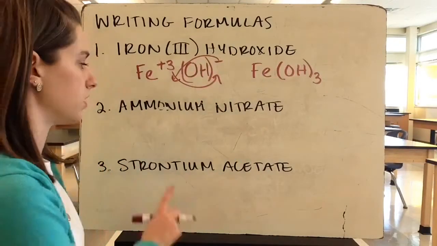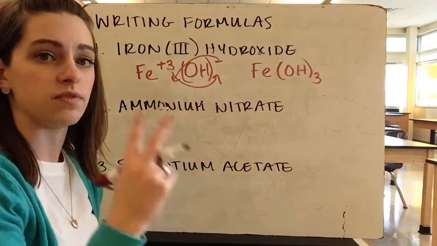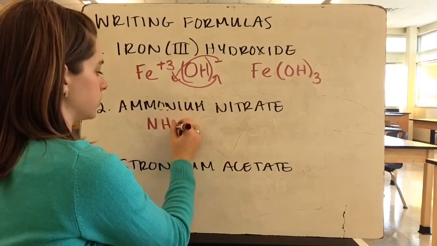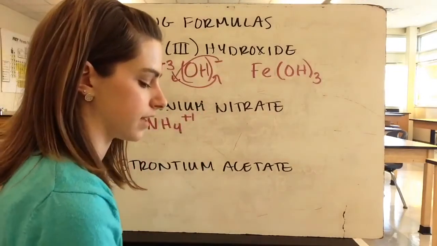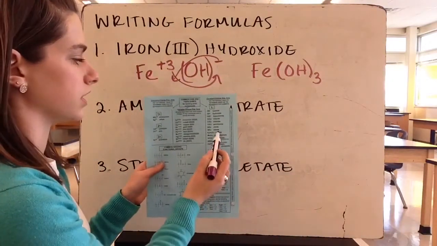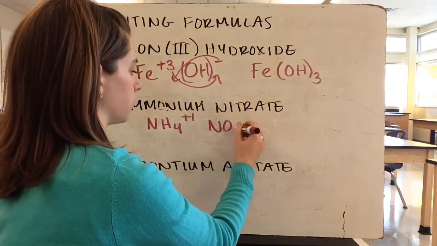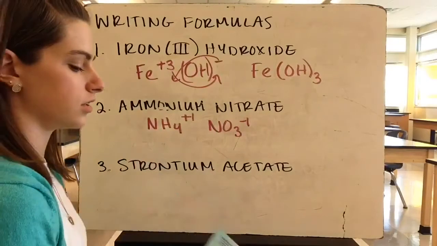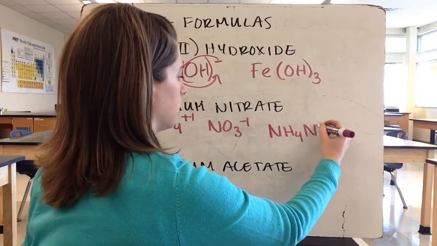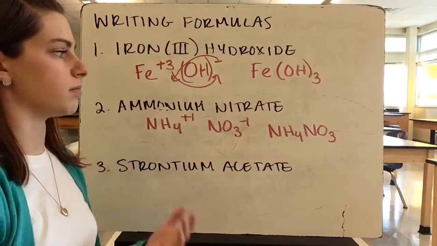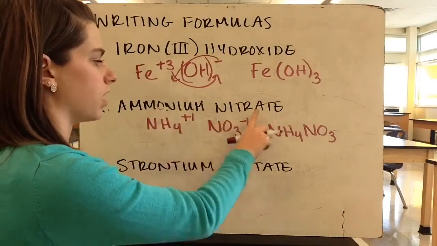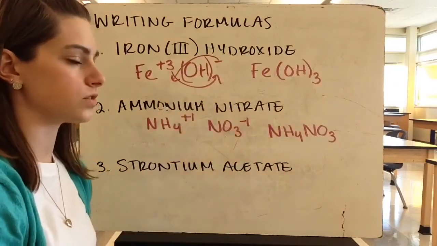Let's look at our second example, ammonium nitrate. This one involves 2 polyatomic ions. Ammonium is NH4+, found on the back of our periodic table. And nitrate is found on the back of our periodic table. It's over here. It's NO3-. So when we write the formula for this one, it's just NH4NO3. That's ammonium nitrate because we have one ion that has a positive charge. We have one ion that has a negative charge, so it's overall neutral.